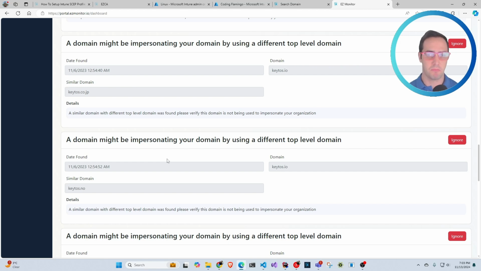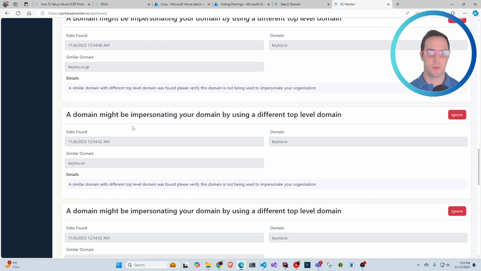Most of the time, it's a non-issue. So in this case, these ones for ketos, they're a non-issue. They're usually parked domains and so on. However, we get an alert and we are able to check it out, make sure that no one is trying to impersonate us and hack our customers.